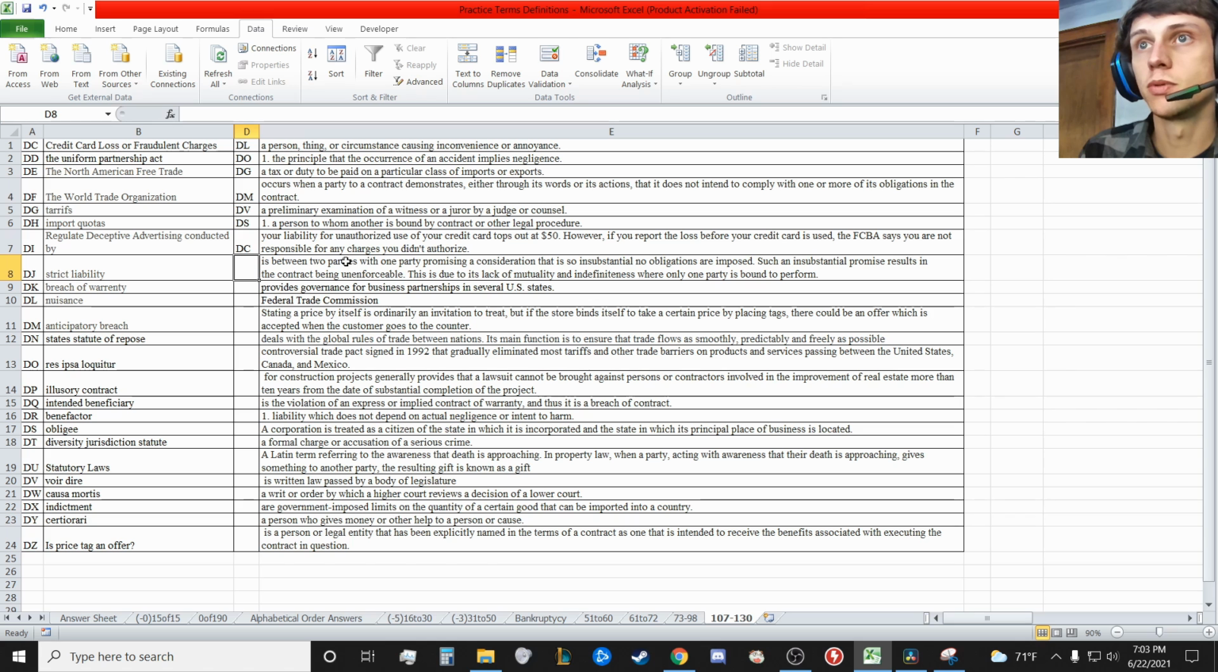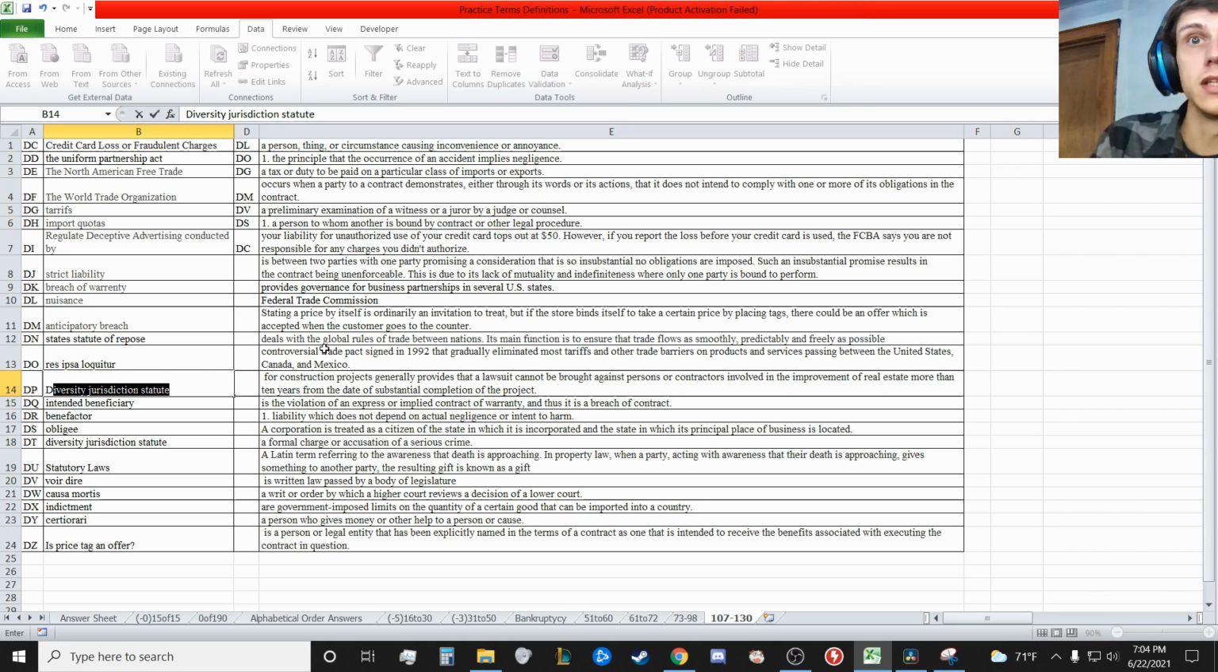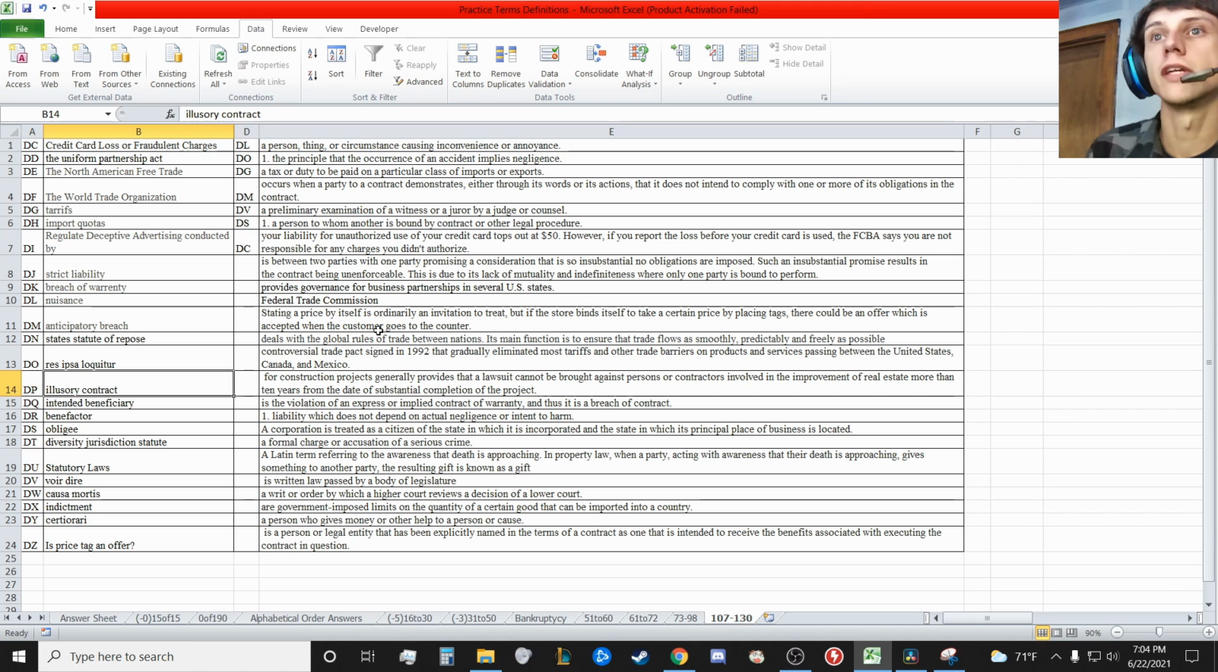Now, a contract between two parties, with one party promising a consideration that is not substantial, so no obligations are imposed. Basically, one person doesn't have any obligations, so no benefits, obligations or exchange of benefits are imposed, and no contract. It's an illusory contract, which is DP.